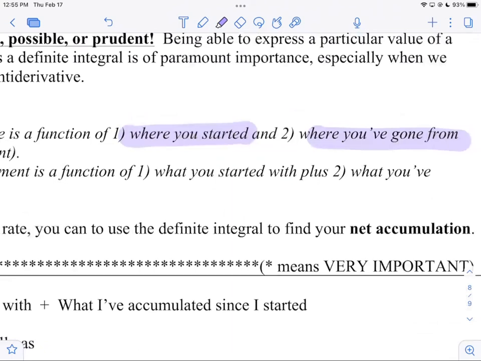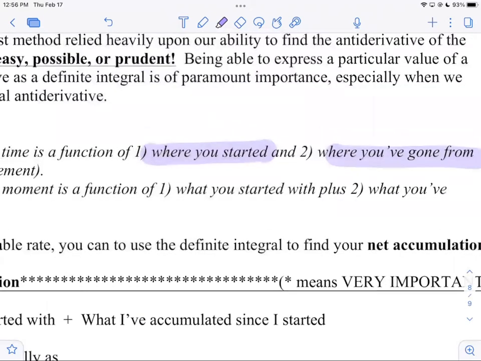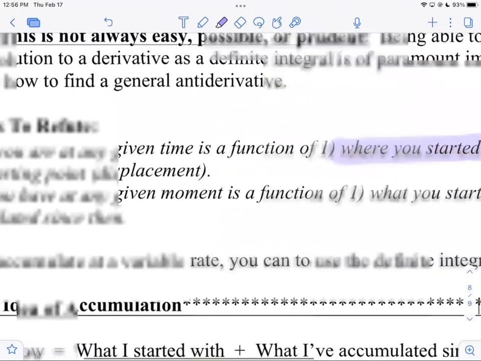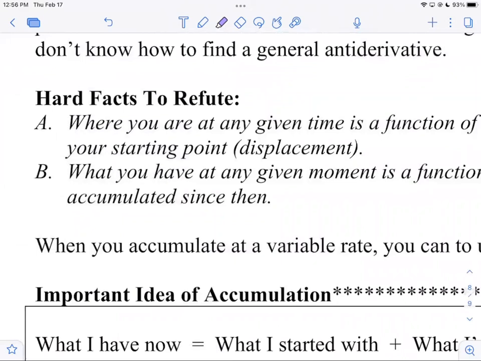All right. So you have to know both pieces. Where you are at any given moment is a function of your initial position plus your displacement since that time. Now, we don't have to be talking about motion. We could talk about material possessions. That's what life's about, getting as many of those as you can.